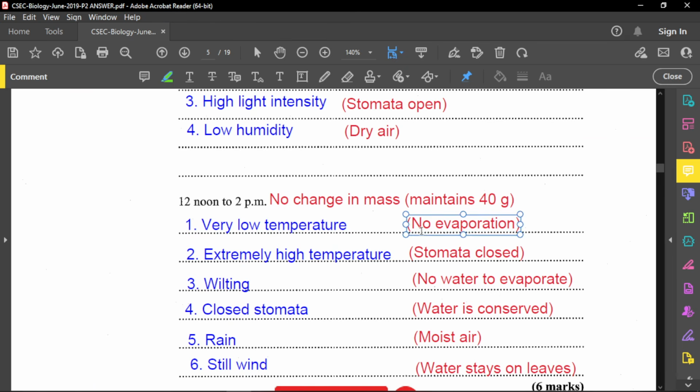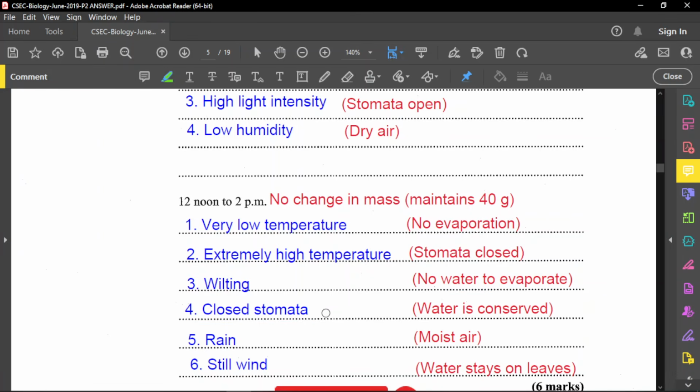That means you have no evaporation taking place. You could have extremely high temperature as well, which means the stomata was closed, because when the temperature is really high, the stomata will close to conserve water. Also, if the plant reaches a wilting stage, that means no further loss in water or no further evaporation can take place. That means all the water in the plant already evaporated. All right, that means no other possibility of evaporation at all.